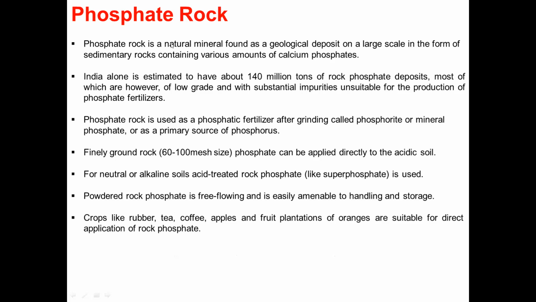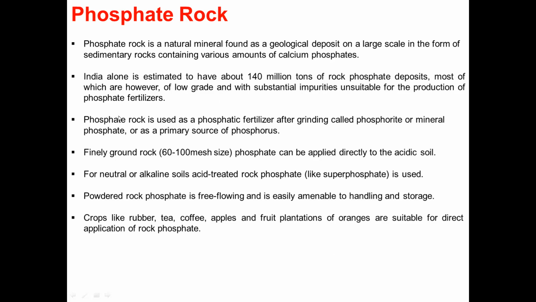Phosphate rock. Phosphate rock is a natural mineral found as a geological deposit on a large scale in the form of sedimentary rocks containing various amounts of calcium phosphate. India alone is estimated to have about 140 million tons of rock phosphate deposit, most of which are, however, of low grade and with substantial impurities, unsuitable for the phosphate industry.